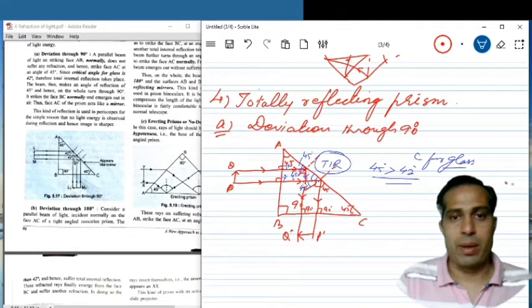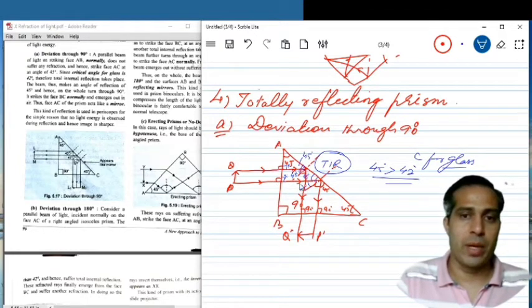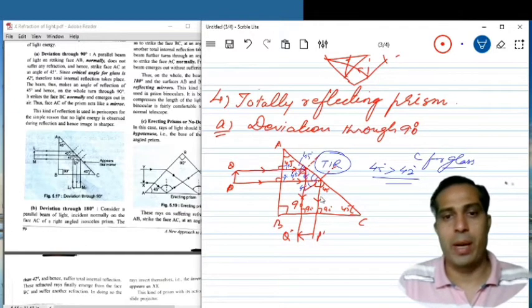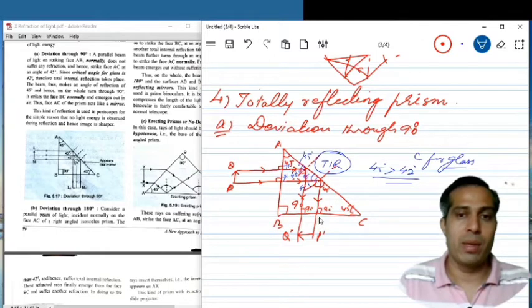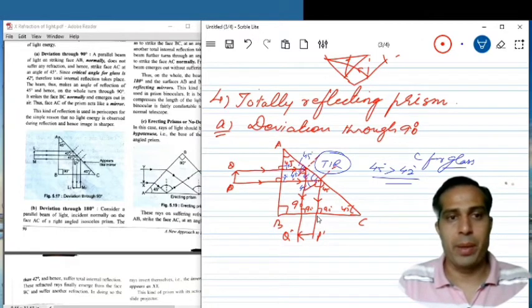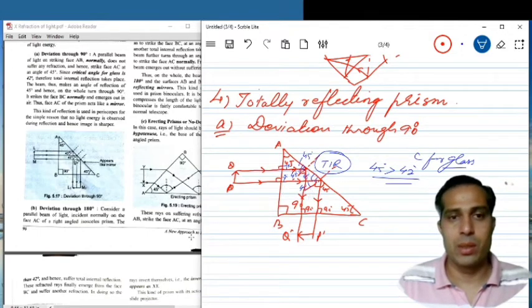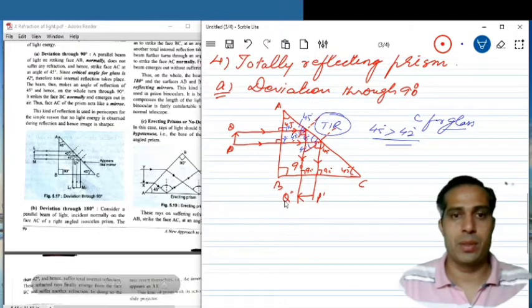This type of reflection, you might have seen, is used in a periscope. And why is it better to use prisms? Because they do not absorb the ray of light, so maximum reflection takes place and the image formed will be much clearer as compared to a mirror. So that's why these reflecting prisms are used in instruments like periscopes.